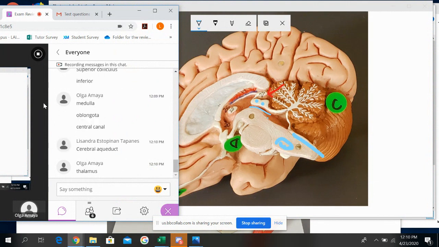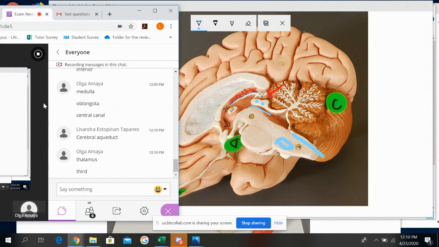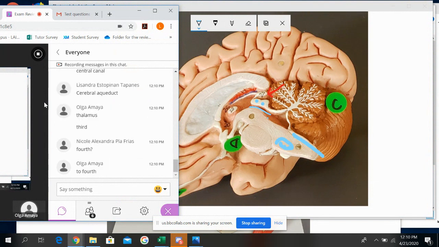Blank ventricle to blank ventricle. Nope, not the thalamus. Third ventricle to the... What's after three? Four. Yes, to the fourth ventricle. Very good. So here you have your third ventricle.